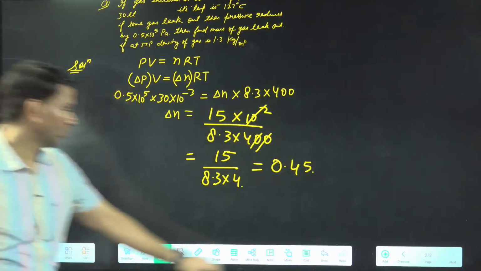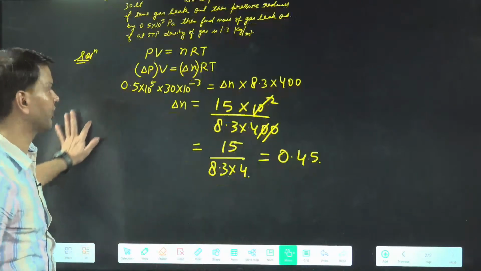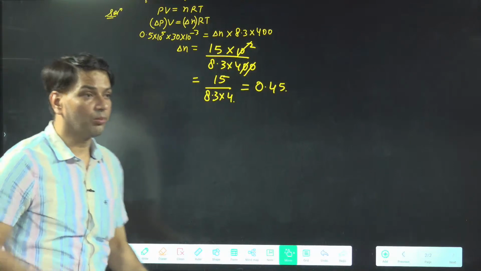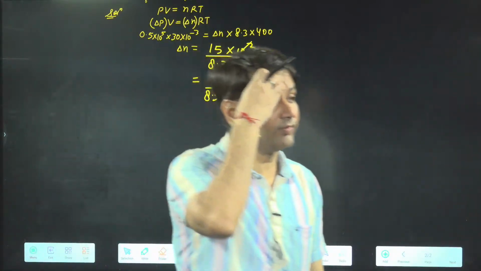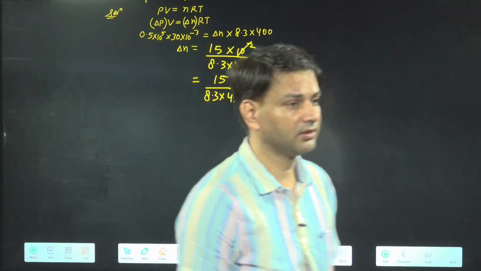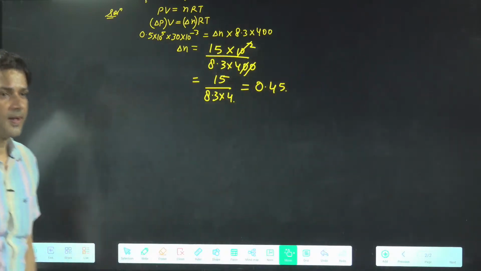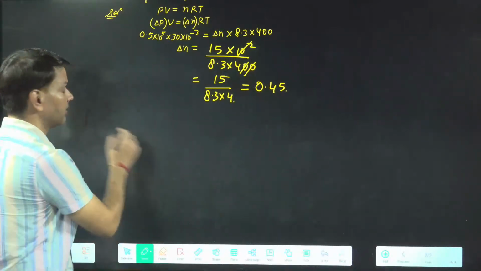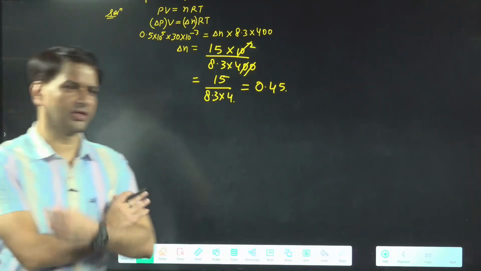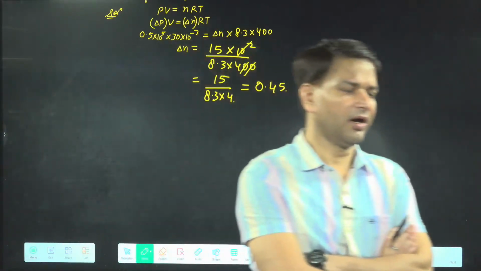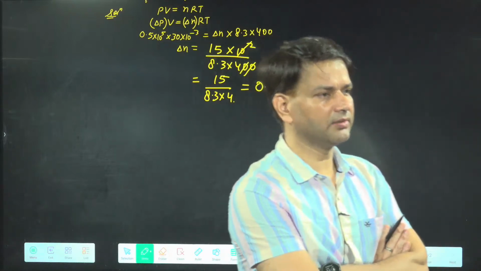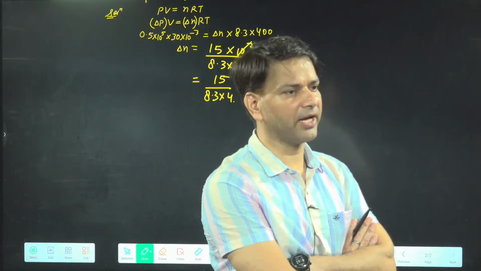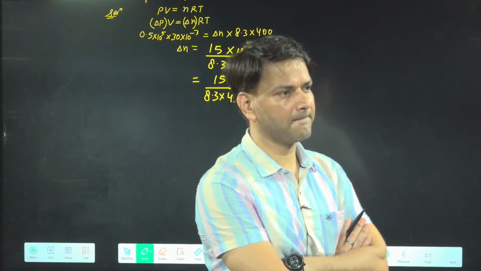Understood? Now, who will say how to find the mass leaked out? We got the moles leaked out. If they are asking the moles leaked out, that is the answer. Now for the mass leaked out, we need the molar mass. How will we calculate the molar mass? We will use the ideal gas equation again. D is equal to M by V. Density is mass by volume. What volume will you take?